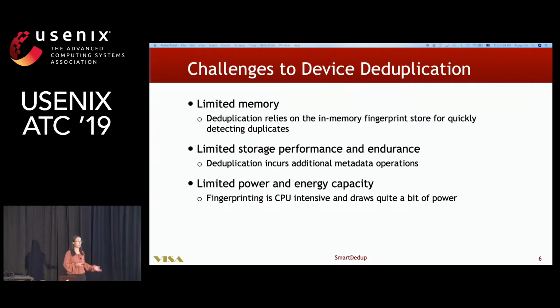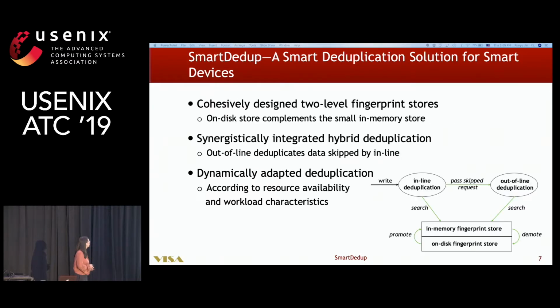However, there are still challenges. First, the device has limited memory, and we may not have enough memory to store fingerprints to quickly detect duplicates. And second, the storage has limited performance and endurance, while deduplication incurs additional metadata operations. And third, many smart devices nowadays have limited power and energy capacity, while fingerprinting in deduplication consumes quite a bit of power. Our design, SmartDedup, a smart deduplication solution for smart devices, has addressed the above challenges.